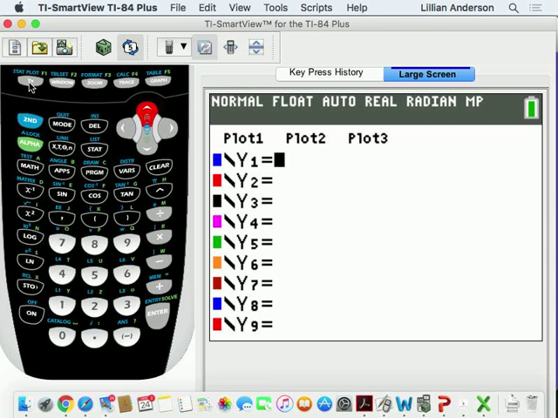Y equals. Yes? Like it's not even turning on? Okay, put it on my desk and grab it.